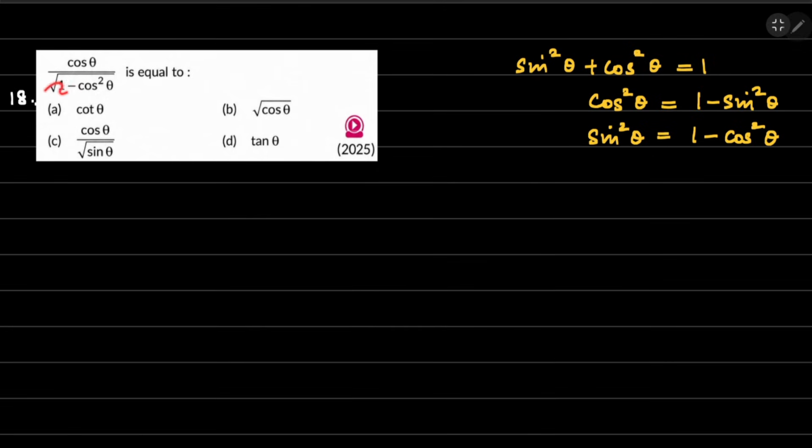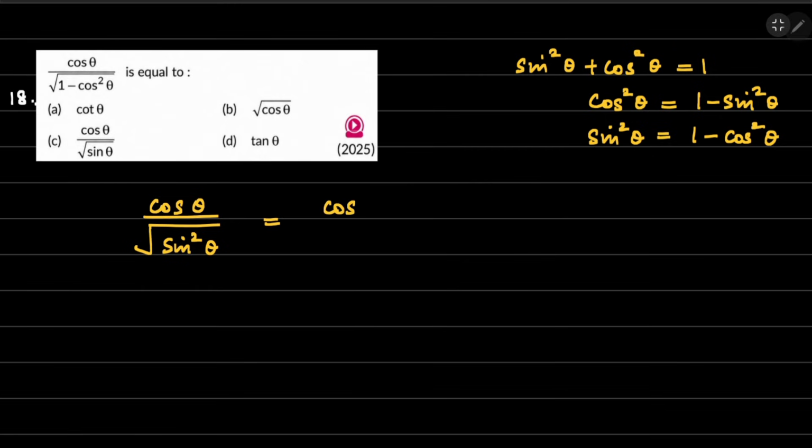Sine square theta plus cos square theta is equal to 1. So here, what is this? Root of 1 minus cos square. What is 1 minus cos square equal to? Sine square theta. So I'm going to use that. Cos theta divided by root of, what is 1 minus cos square? It is sine square theta.